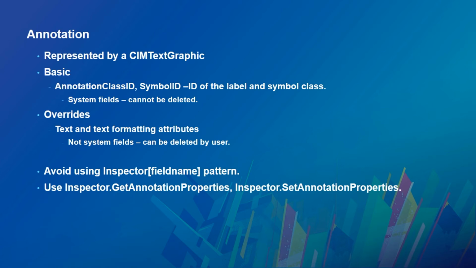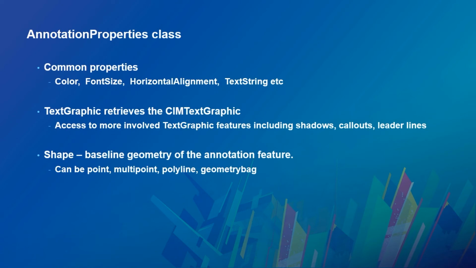So when you're writing your code, you need to be aware that even though your feature class may have a text string field, doesn't mean it's always going to have a text string field because your user may delete it from underneath you. So for that particular reason, we recommend not using the inspector field name pattern. Instead, we have another class that hangs off the inspector called an Annotation Properties class. And you can access this by using the get annotation properties and set it back on the inspector by using the set annotation properties. So what is an Annotation Properties class?